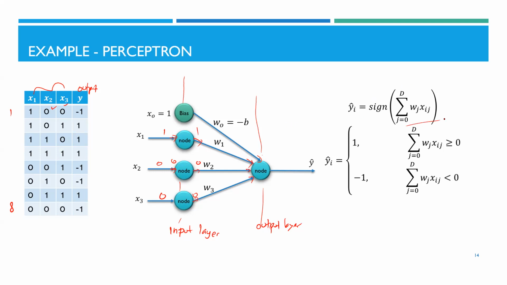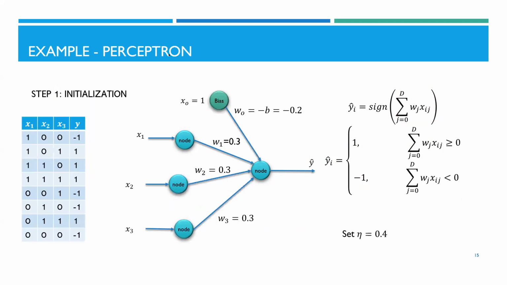Using this equation. And for this example, I choose a step function, a binary step function, like this. If this input value is greater than or equal to 0, then the output will be 1. Otherwise, it will be -1.